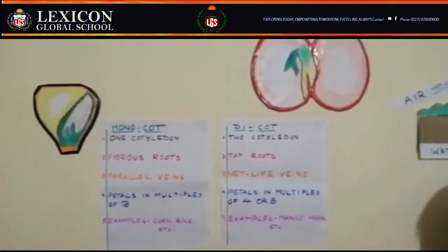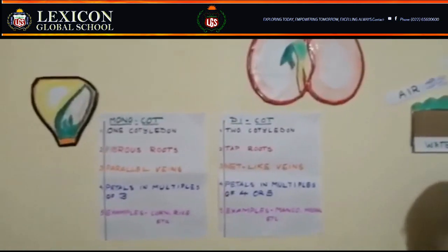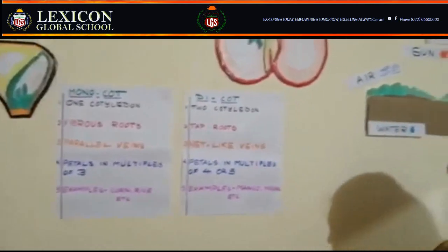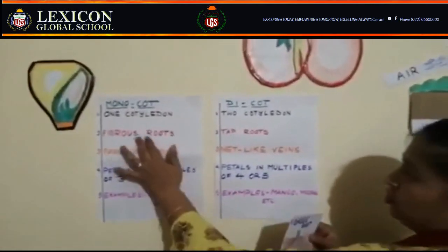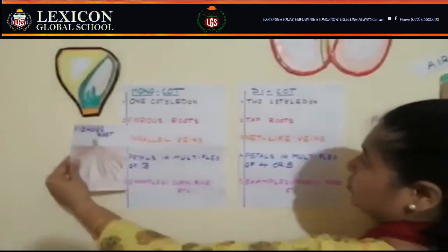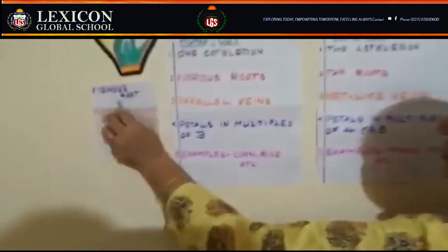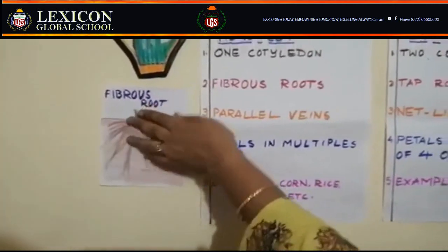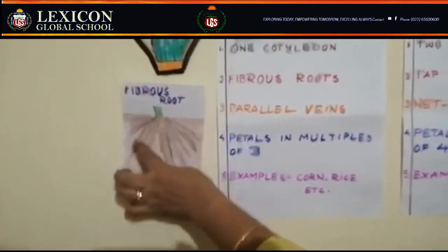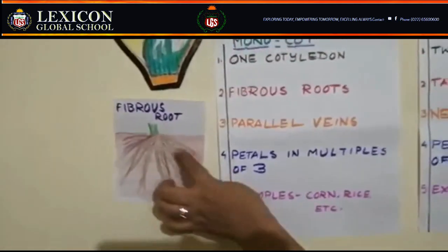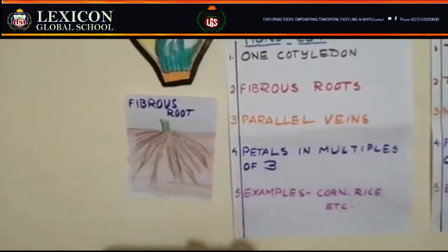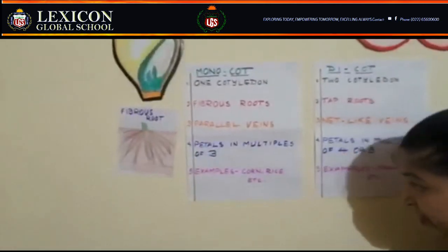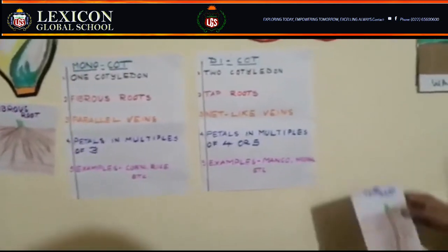Okay, now how are the roots? Roots are the most important part of it. How are the roots? Now you can see here the monocot has fibrous root. See here, it has fibrous root, meaning the roots directly start from the shoot. Okay, directly it starts from the shoot. Now in dicotyledon, you see.